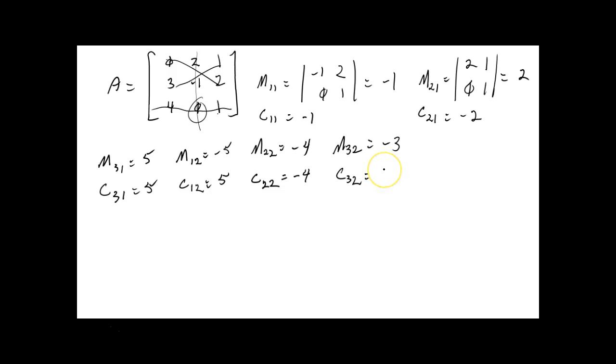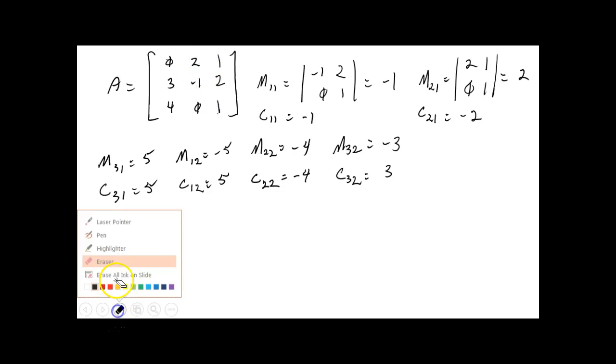Is what? Positive 3. Why? Because that's an odd number, you change the sign. Or plus, minus, plus, minus. Plus, minus, plus, minus. It's a minus. That's the minus entry, so you change the sign of whatever the minus was. Okay? Which one do you want to do next? 1,3? Okay.